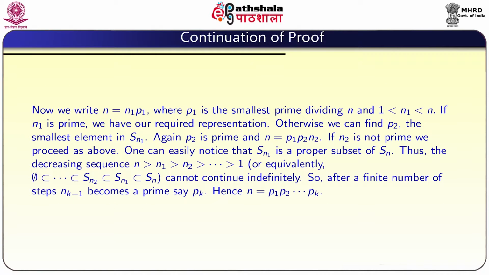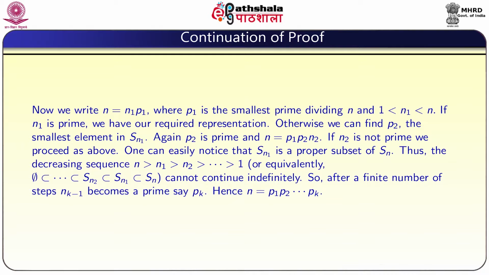So, we have n = n1 into P1, where P1 is the smallest prime dividing n, and n1 lies strictly between 1 and n. If n1 itself is a prime, then we are done, that means we expressed n as a product of primes: n1 is a prime and P1 is a prime, so we got the required representation. There is a possibility that n1 may be equal to P1, that is not ruled out, but even then we got n as a product of primes.